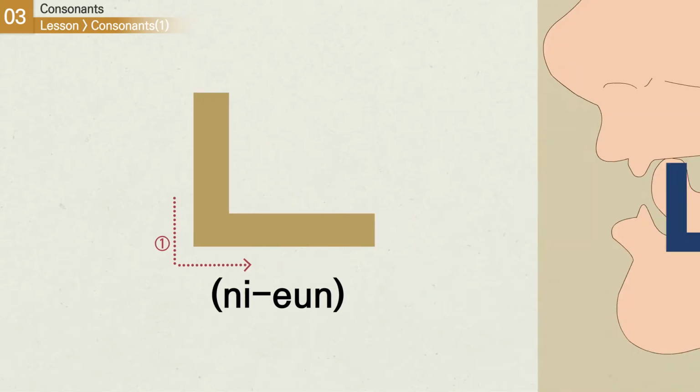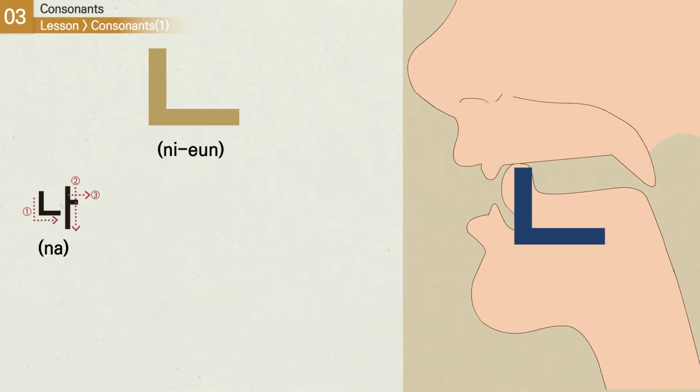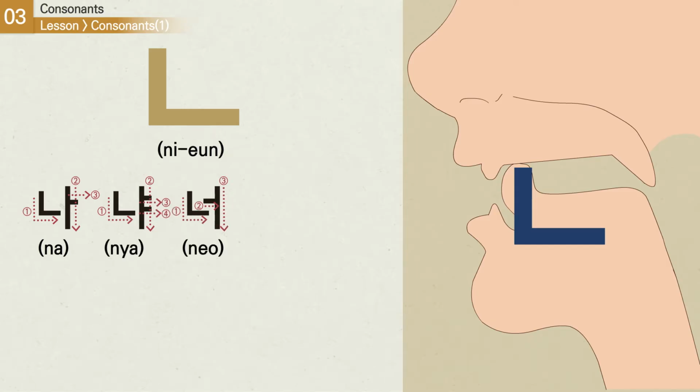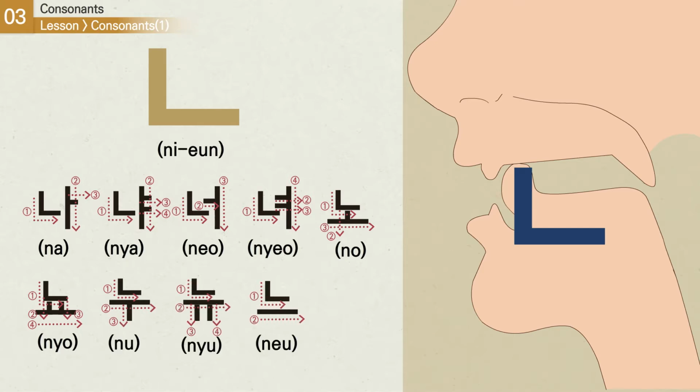When you pronounce niun, the tip of your tongue will touch your upper teeth, making the niun shape. Niun is also a nasal tone. Listen carefully. 나, 냐, 너, 녀, 노, 뇨, 누, 뉴, 느, 니.